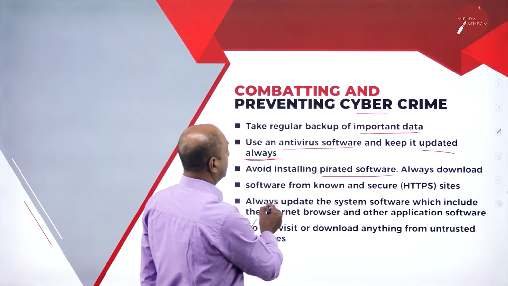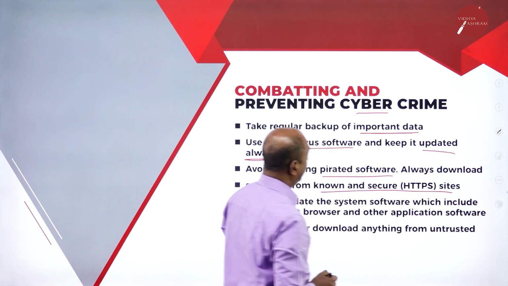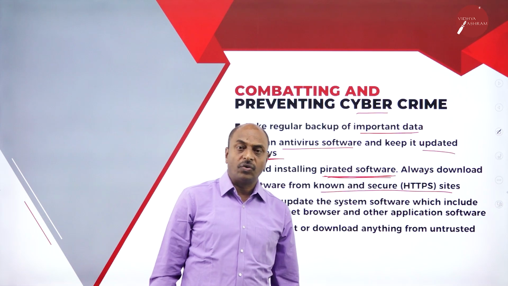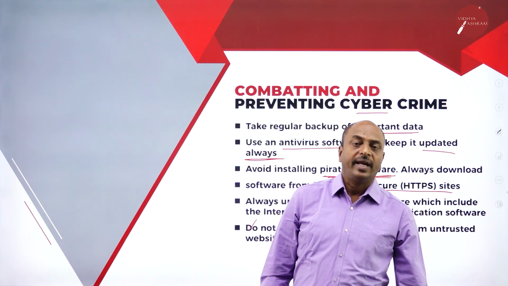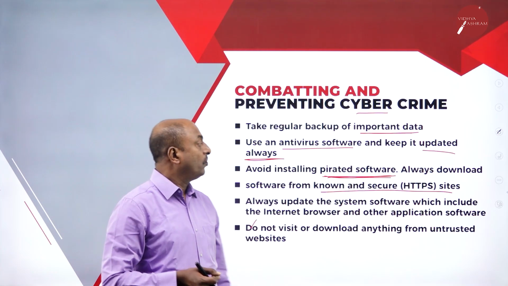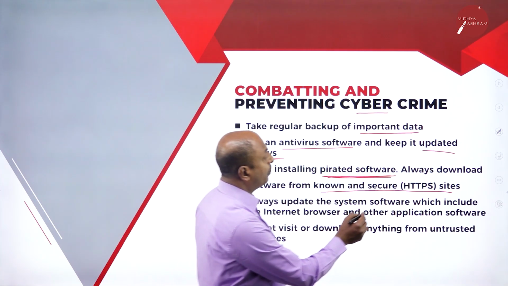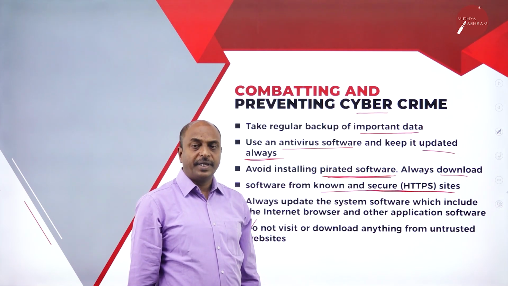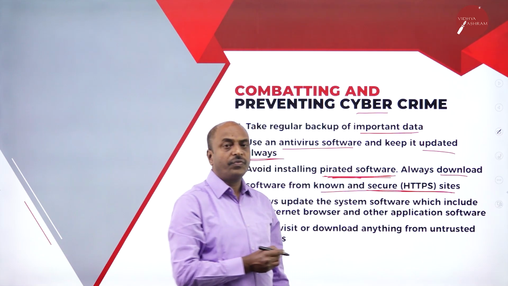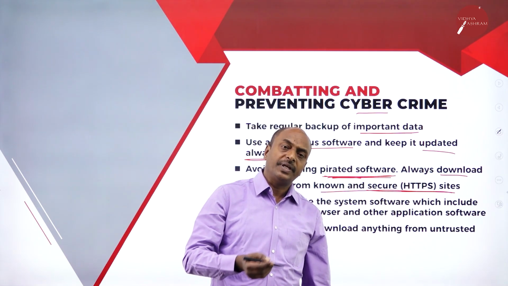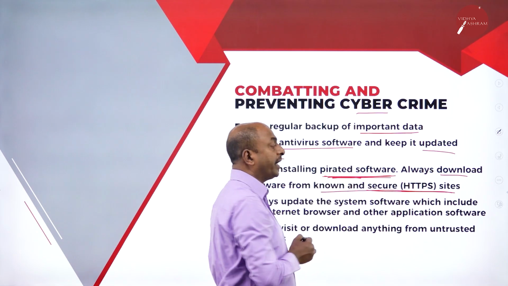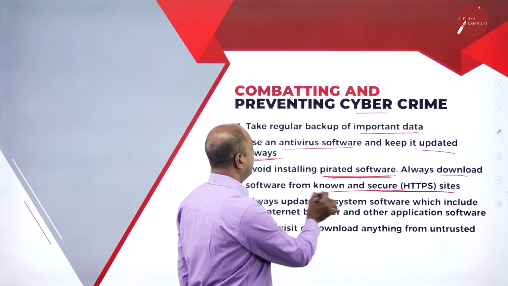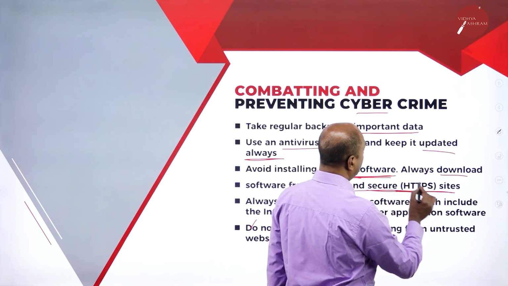Next one is avoid installing pirated software. Always download software from known and secure sites. So what is the meaning of pirated software? It is always better to use legal software which has legal permission, and we have to get the legal permission from the user, or download any software from known and secure websites. Pirated software is nothing but software which is downloaded freely from the internet, and this software does not have 100% security. So it is better to download different types of software from known and secure sites.